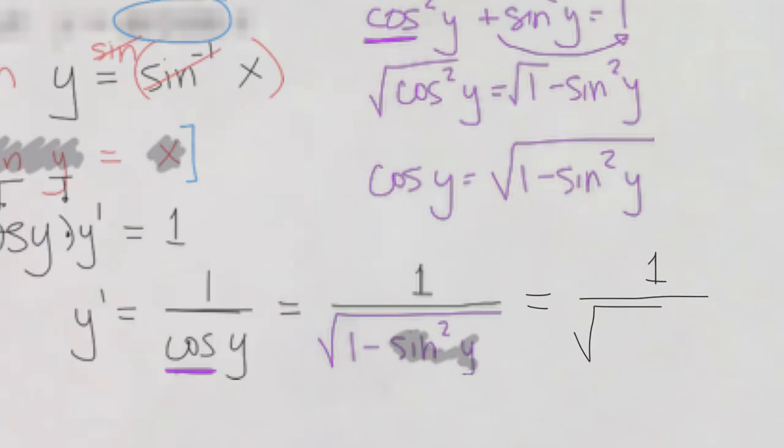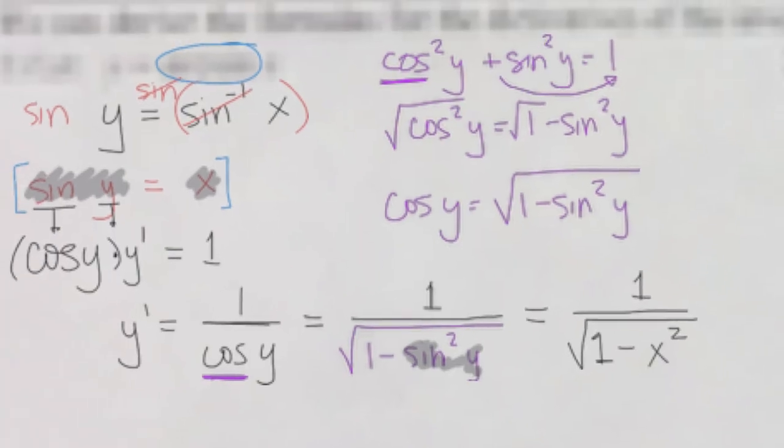Okay, I can replace sine y with x, and what is happening to sine of y underneath our radical? It's being squared. So our derivative of arc sine, since y prime was arc sine up there, is 1 over the square root of 1 minus x squared.